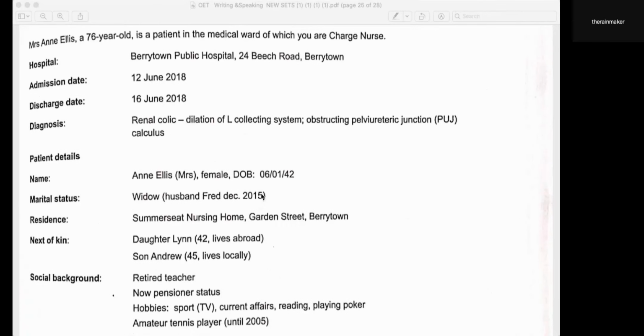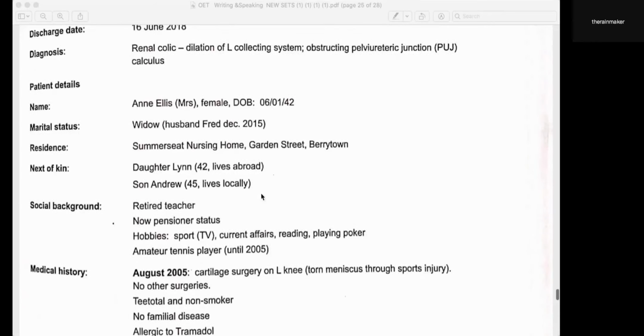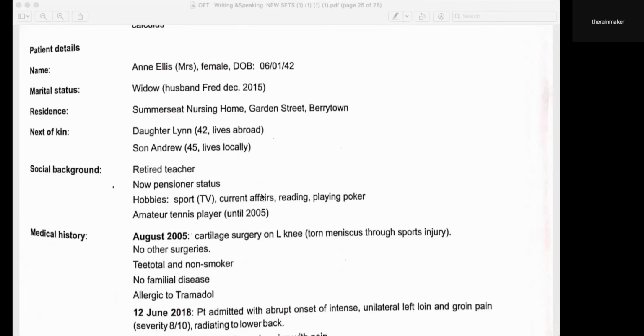So 4 days of hospitalization, admission, discharge, right? So renal colic, dilation of left collecting system, PUJ calculus. Widow, we don't need to tell. Next of kin, we don't need to tell. We don't need to tell retired teacher. We don't need to tell pensioner status. We don't need to talk about hobbies. We don't need to talk about the current affairs. We don't need to talk about amateur tennis player. We don't care about these things.